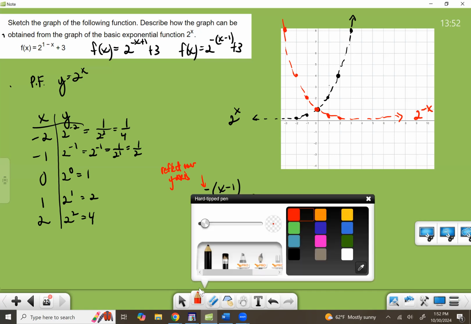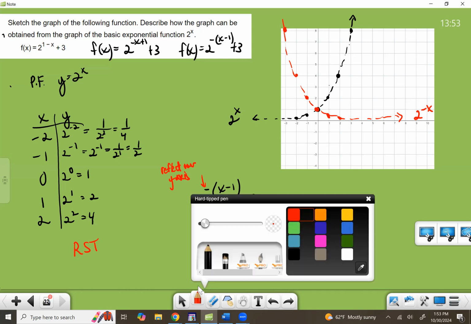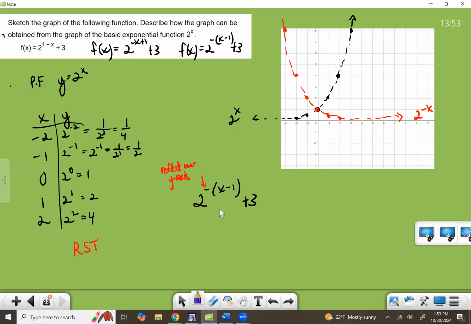All right, so now remember, we're going RST alphabetically: reflect, stretch or shrink, translate, okay? Well, we did the reflection. There's no stretching or shrinking. So we're now ready to do our translations. Remember, this is the one that does the horizontal movement, and this is the one that does the vertical movement. This one lies to you. You would think -1 would mean go left, but it means go right. This one tells the truth. You would think +3 would mean up 3, and it really is up 3. So we're going to go right 1, up 3 with all these dots.